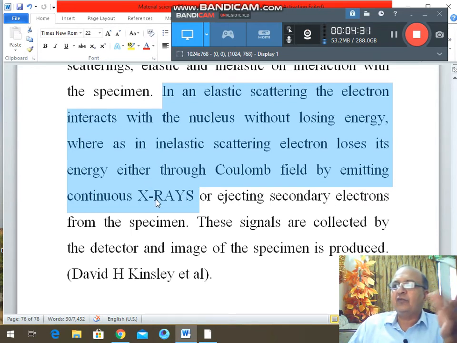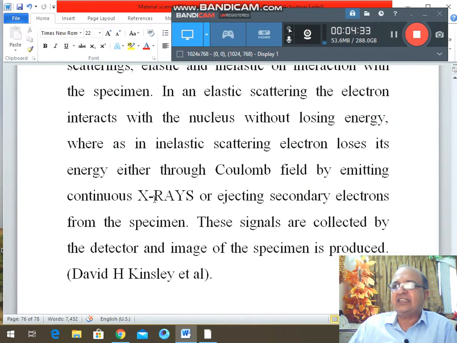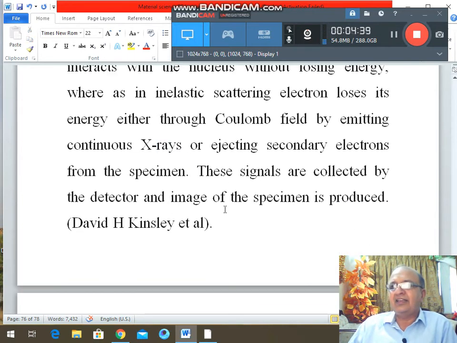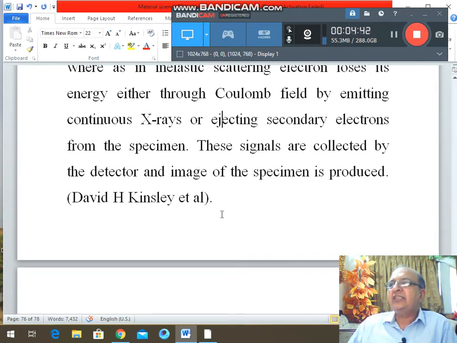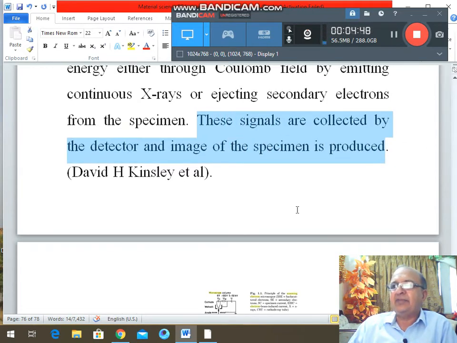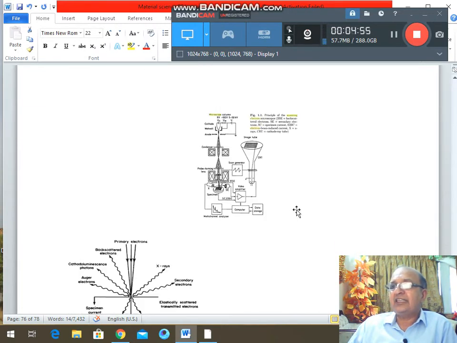Either the electron gets deviated due to the Coulomb force and loses a little energy, or it ejects a secondary electron from the specimen. These signals are collected by the detector and the image of the specimen is produced. The secondary electrons are collected by a special type of detector and the image is produced.